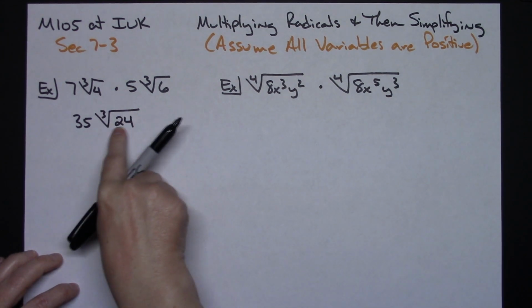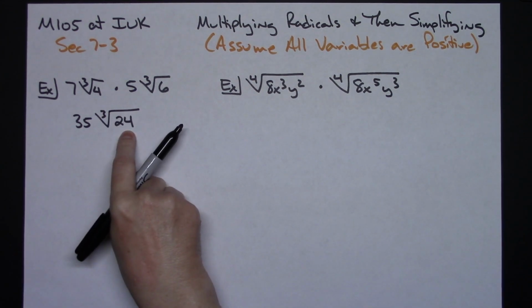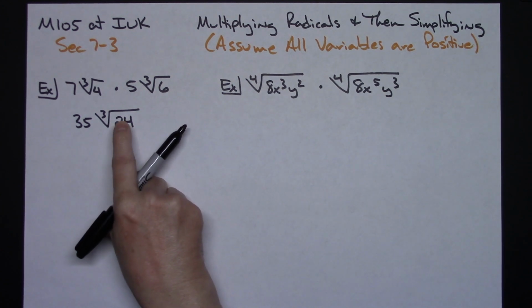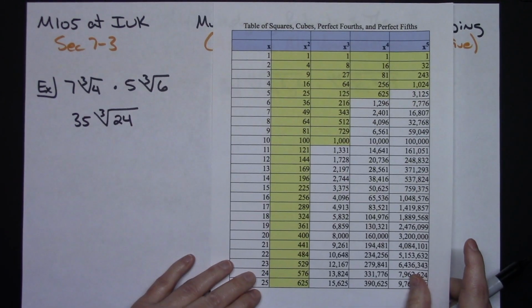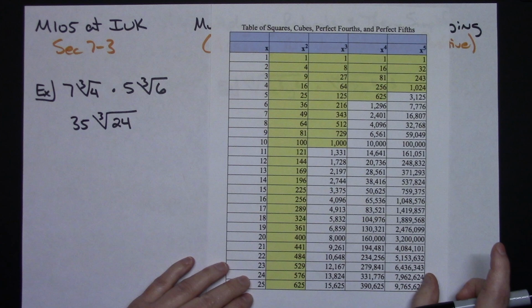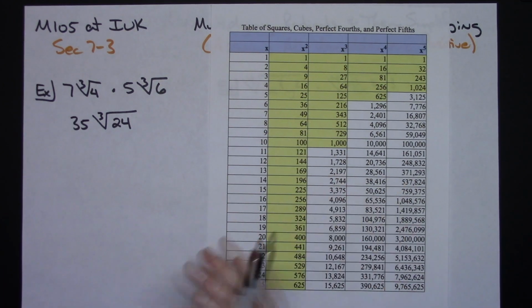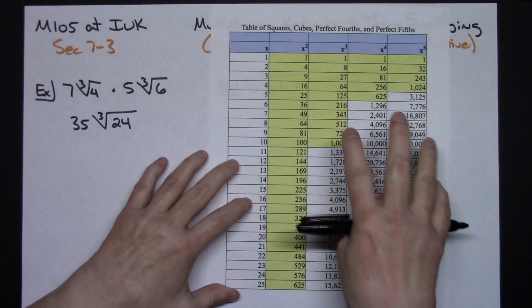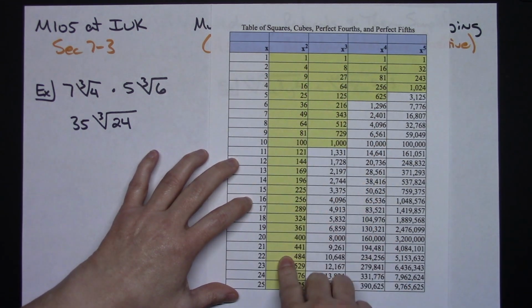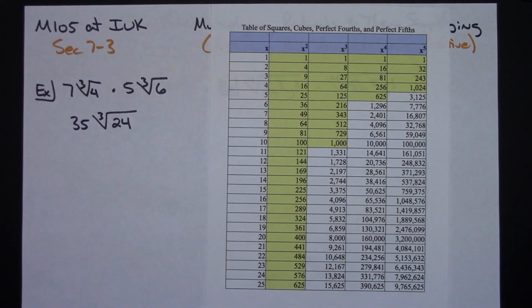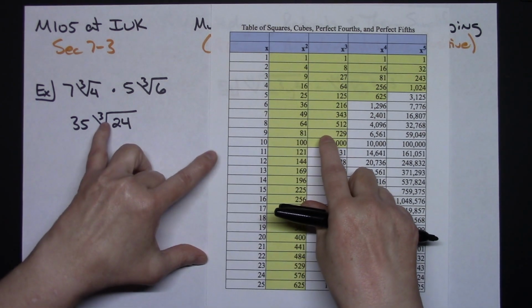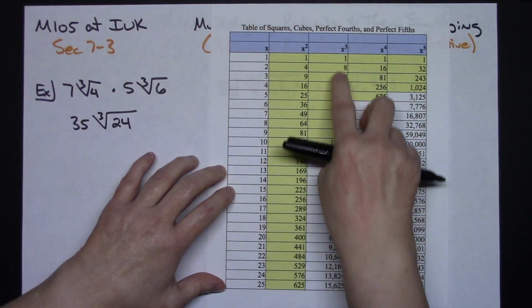This cube root of 24 can be simplified. What you need to do is find the biggest perfect cube that goes into 24. If you're not very familiar with your roots, then especially if you're in my 105 class, you can download this from the website. Basically it's just a list of all your squares and your cubes, your perfect fourths, and your perfect fifth roots. So these are cube roots, so I'm going to go down my cube column.